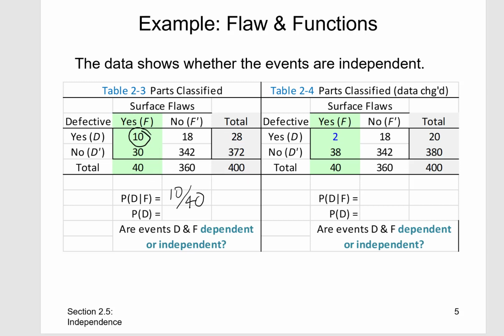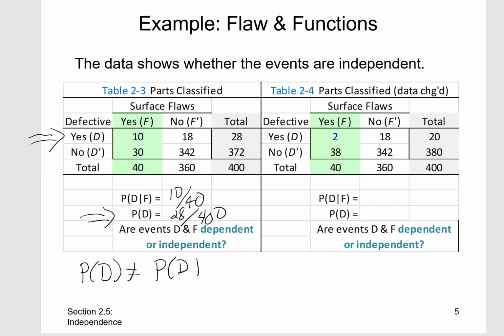Now, going to the second one right here, the probability of defective. Well, here's defective right here. Now we're looking at the whole sample. We don't have a given. The probability of defective is 28 out of 400. Since the probability of D does not equal the probability of D given F, D and F are not independent.